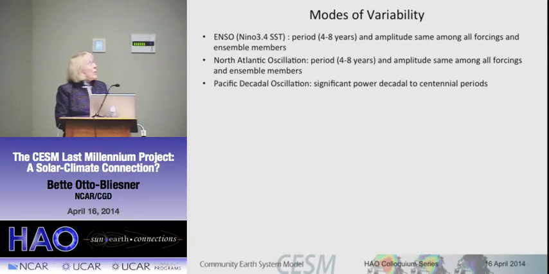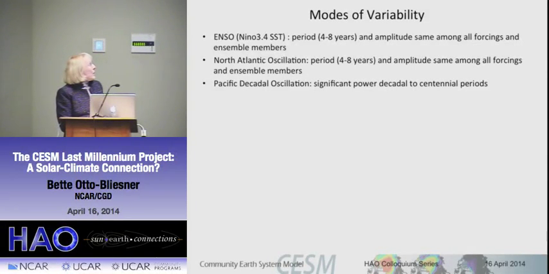The same is true of the Pacific Decadal Oscillation, an oscillation that occurs in the North Pacific in terms of sea surface temperature. Again, the amplitude and the period are the same among these different runs, though it is important that the Pacific Decadal Oscillation has more power in decadal to centennial periods. And the reason you want to look at these in the model is our instrumental record is really quite short.